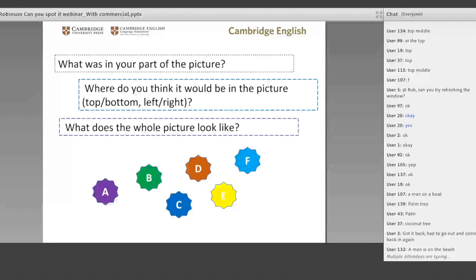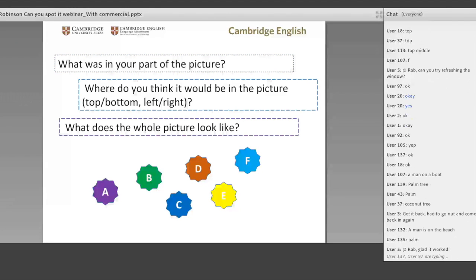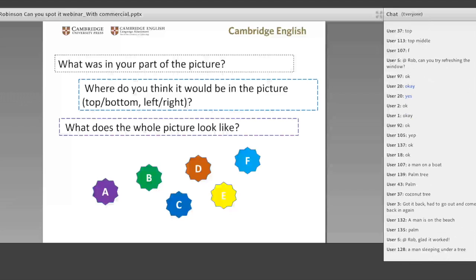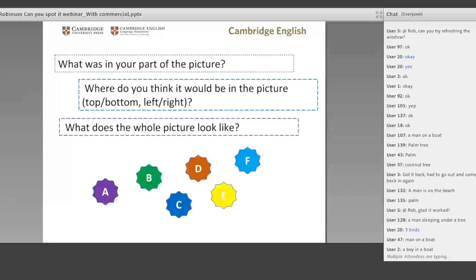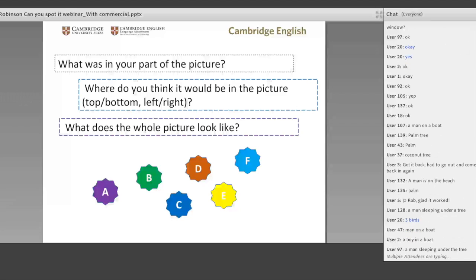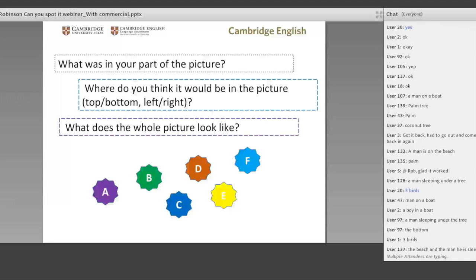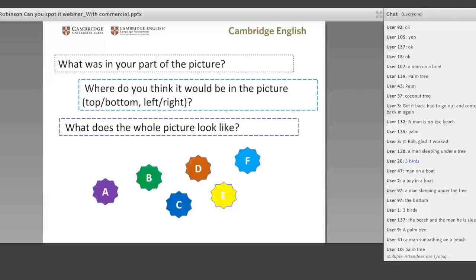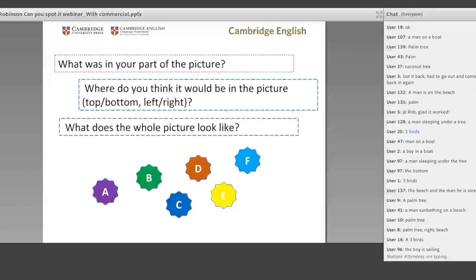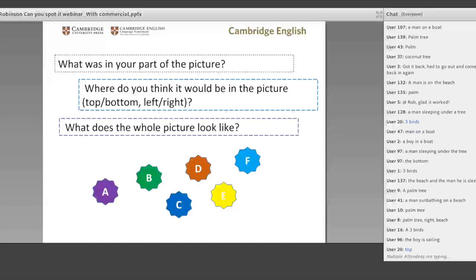Okay, everybody, you can open your eyes again. Okay, and I'm going to ask you some questions. What was in your part of the picture? Where do you think it would be in the picture? Do you think it would be at the top, the bottom, on the left, or on the right of the picture? And what do you think the whole picture looks like?